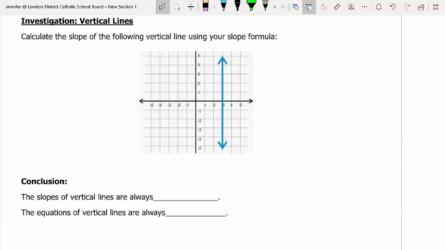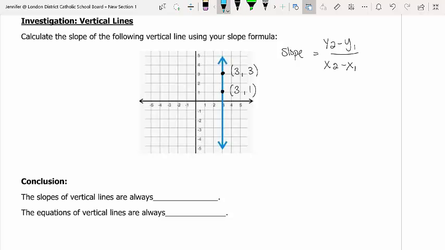Okay, the last one I want to investigate are vertical lines, so let's calculate the slope of this guy. So let's pick 2 points on the line. So it doesn't matter which 2 you pick. I'm going to pick that one and that one. So this one is at 3 and 3, and this one is at 3 and 1. Now I'm going to calculate the slope using the slope formula, because all you need are 2 points.